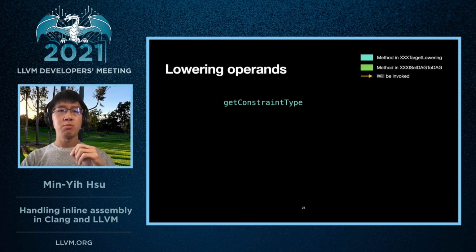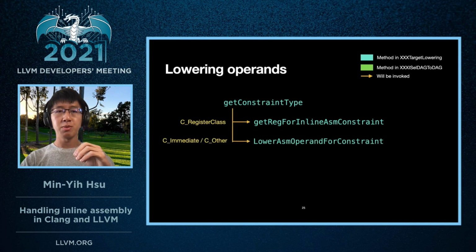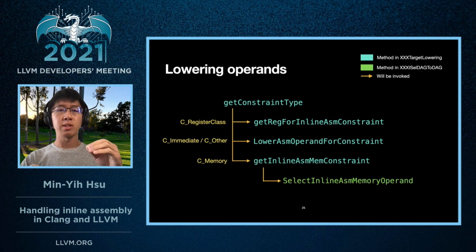This is a really important function that dispatches the rest of the workflow. For instance, if the CodeGen framework sees the C_RegisterClass return value, it will use this function to lower the register operands. For immediate values, it will use this function to lower the operands. The memory operand is slightly different. It will go through another layer of triaging, so first it goes through this function, and finally the real lowering will happen in SelectInlineAsmMemoryOperand. In the rest of the talk, we are going to override all these functions that you see here.